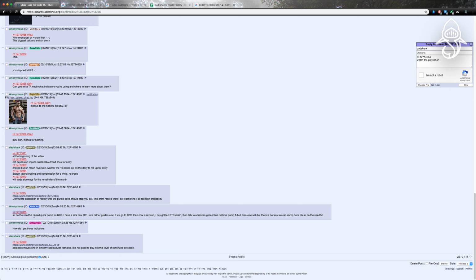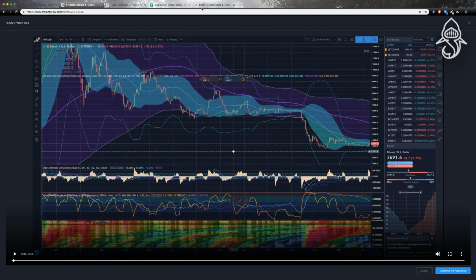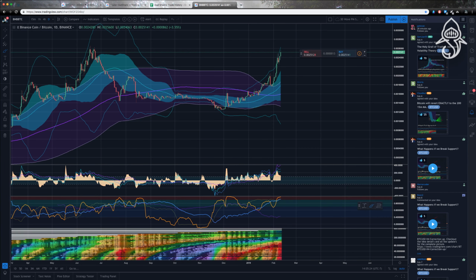Sir, do the needful. I need a quick pump to 4,200. I have a sick cow op. Here's a rather golden cow. If we get to 4,200, then the cow is revived. I buy golden Bitcoin chain, then talk to American girls online. Without pump and bull, then cow will die. There is no way we can dump here. Please, sir, do the needful. I understand your concern and will do my best to do the needful.